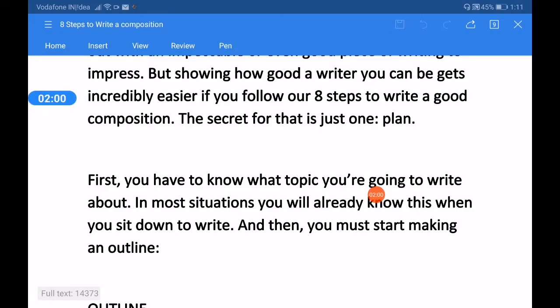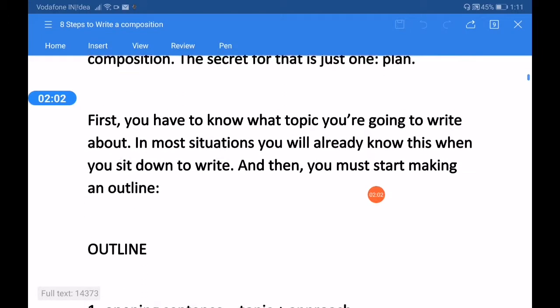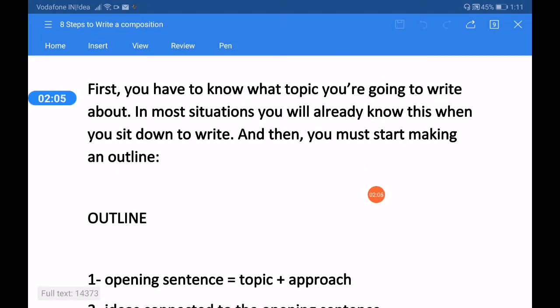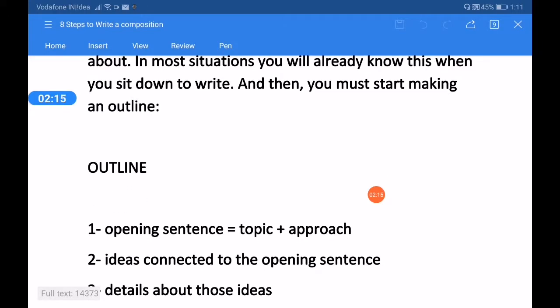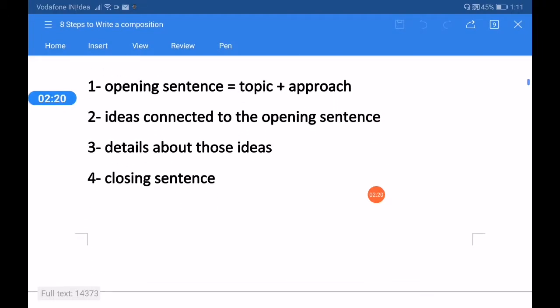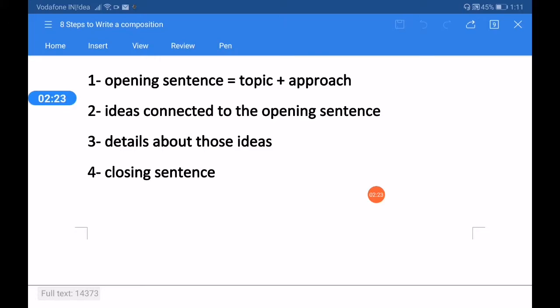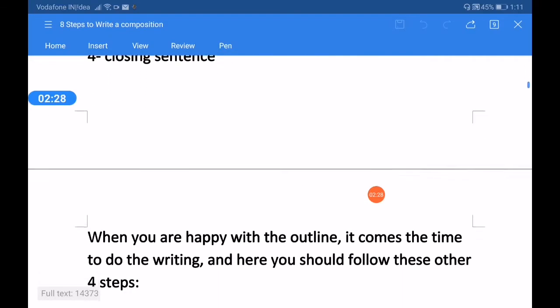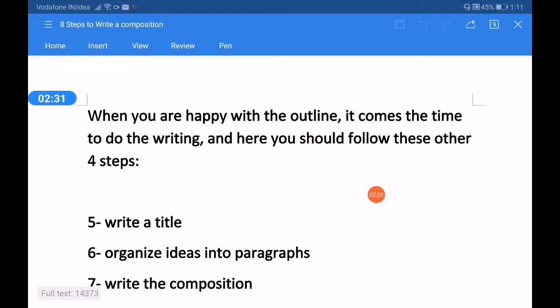The secret for that is just one plan. First, you have to know what topic you are going to write about. In most situations, you will already know this when you sit down to write, and then you must start making an outline. Outline means here: opening sentence, meaning topic plus approach; ideas connected to the opening sentence. Next, details about those ideas. Fourth is closing sentence. And when you are happy with the outline, it comes the time to do the writing, and here you should follow these other 4 steps.